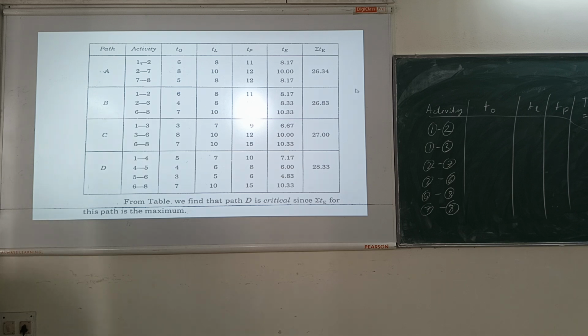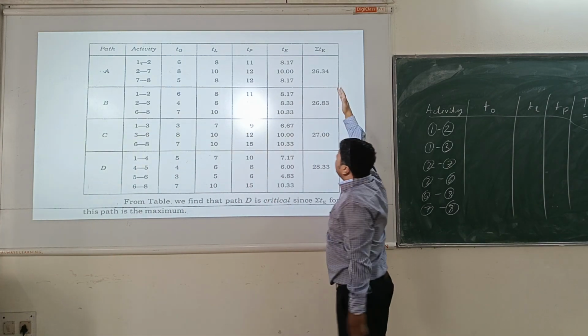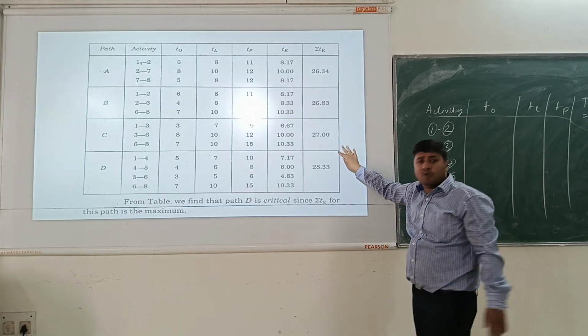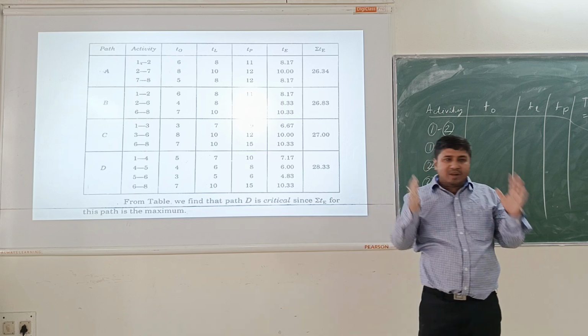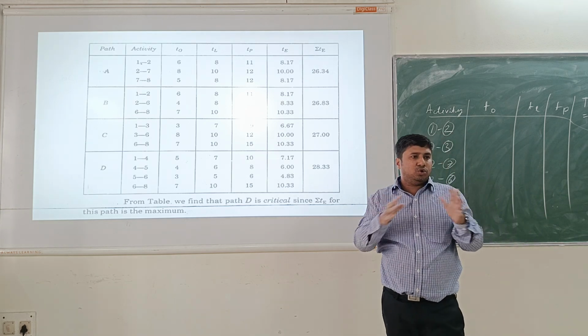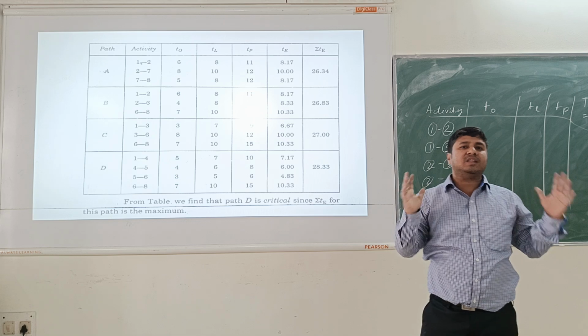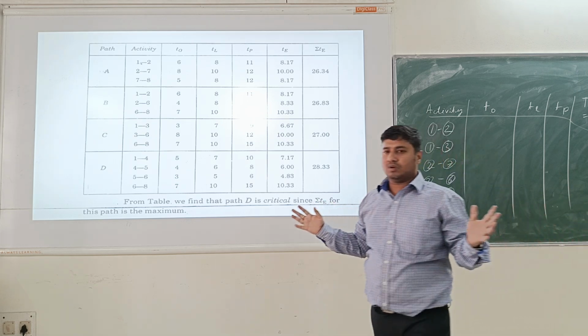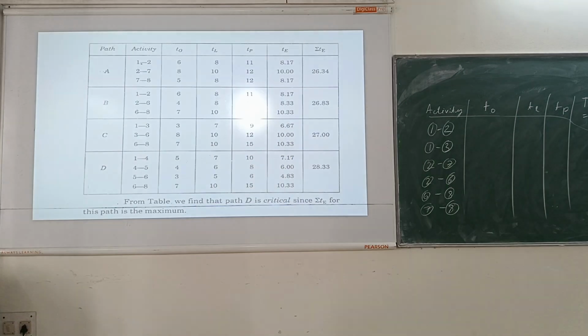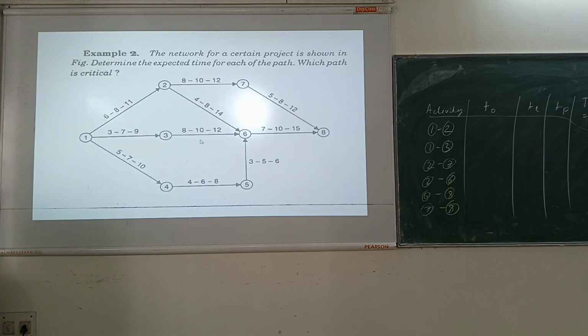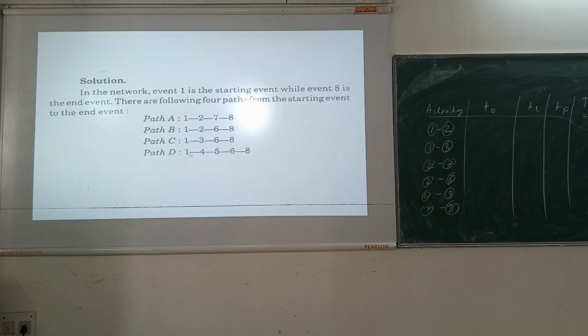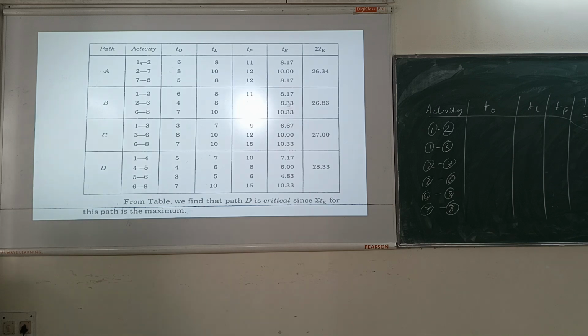Now see, for paths A, B, C, D, we were getting different values of the most expected time. Now which one will be the most critical time? Most critical time means the minimum time that it will take to complete all the activities in the project. So from the concept, tell me which one is the critical path. 1, 4, 5, 6, 7. Path A, B, C or D?